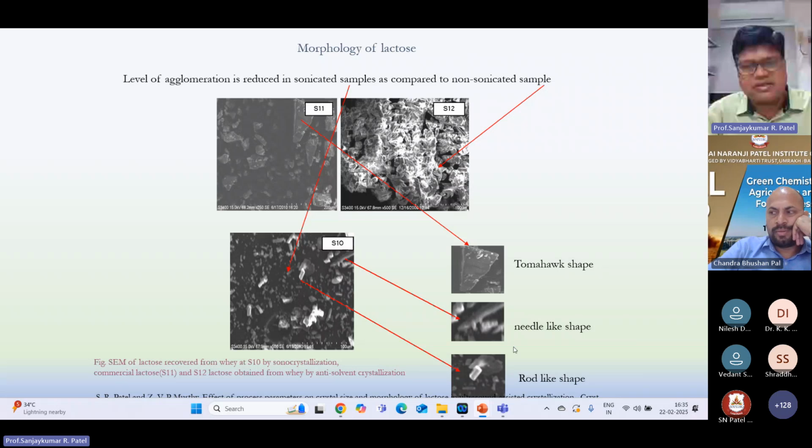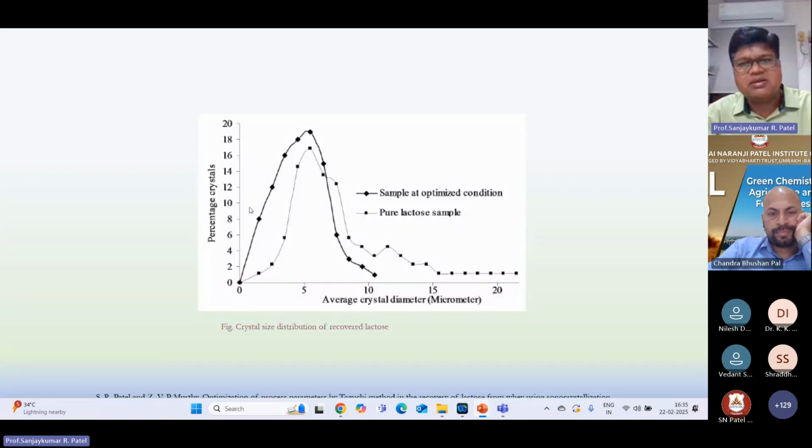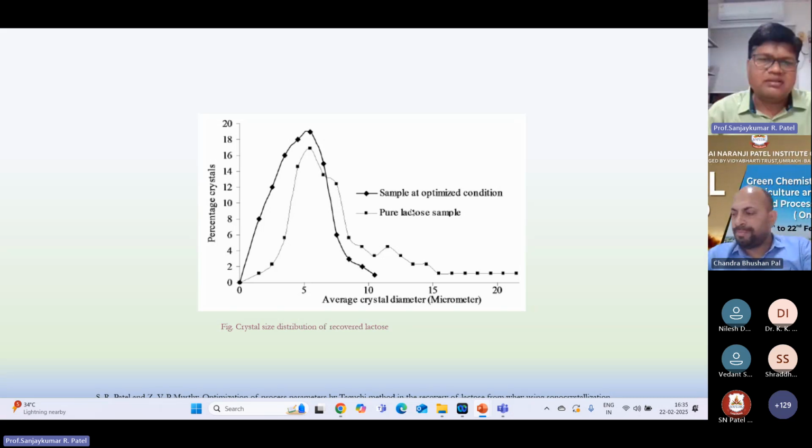And the shape also we are able to tailor. Most of the rod-like shape crystals are generated in this case, whereas here there are uneven-sized tomahawk-shaped crystals obtained. This is also proven by the crystal size distribution diagram. This is a uniform crystal size distribution.